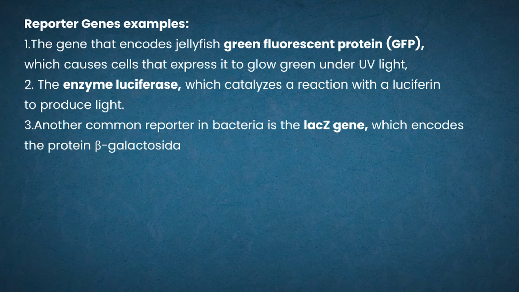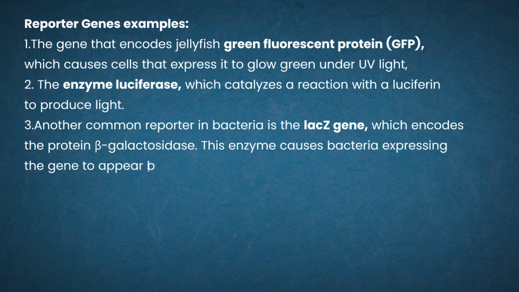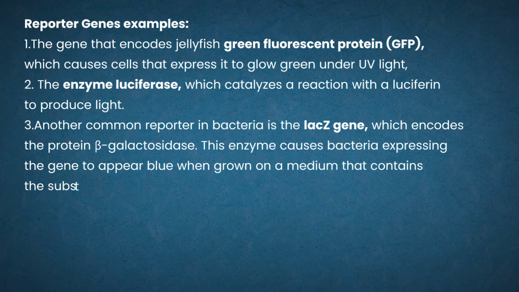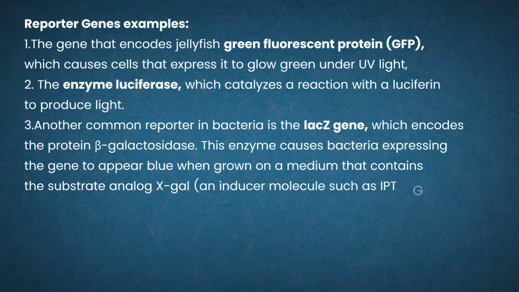enzyme beta galactosidase. What happens is this enzyme causes bacteria expressing the gene to appear blue in color when grown on a medium that contains a substrate analog X-gal. So, this is how if the bacteria is producing blue color colonies, that means that particular reporter gene is expressing.